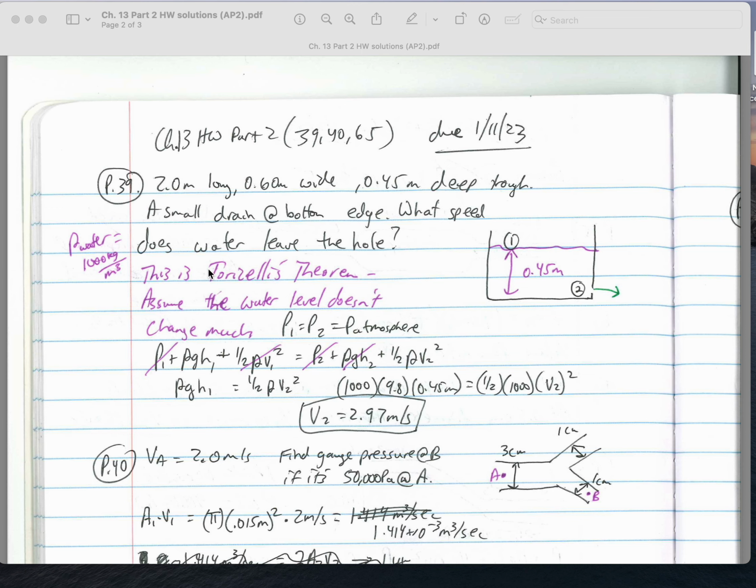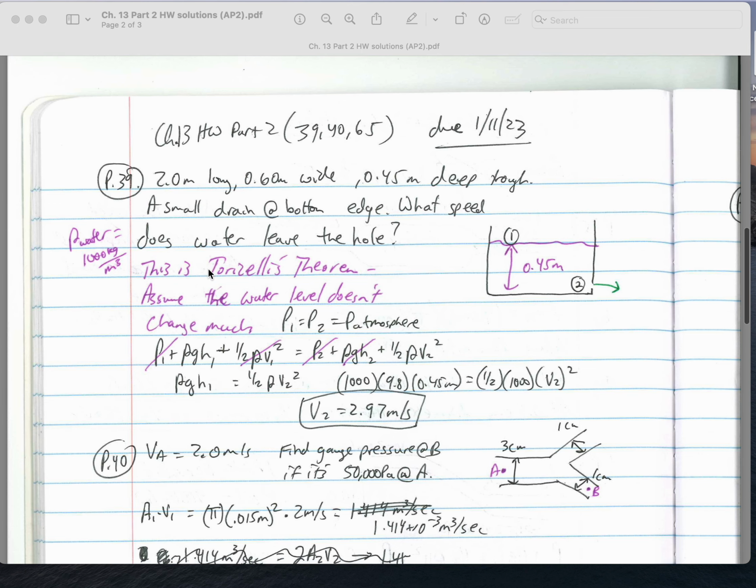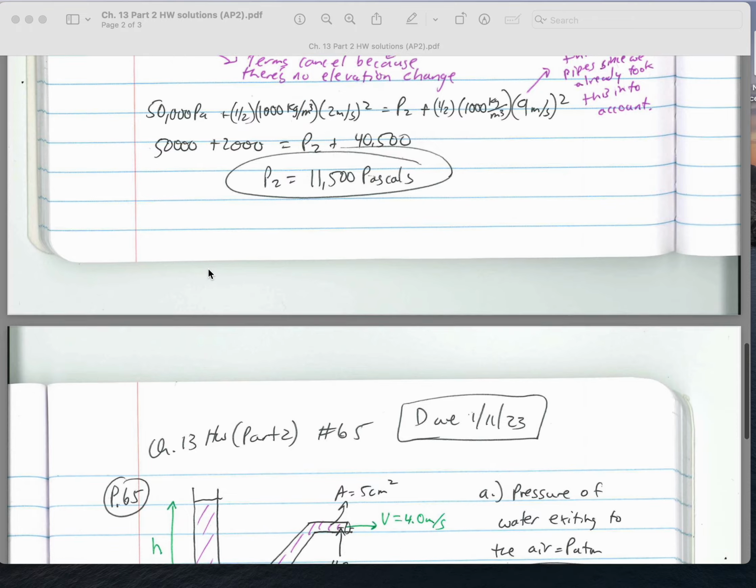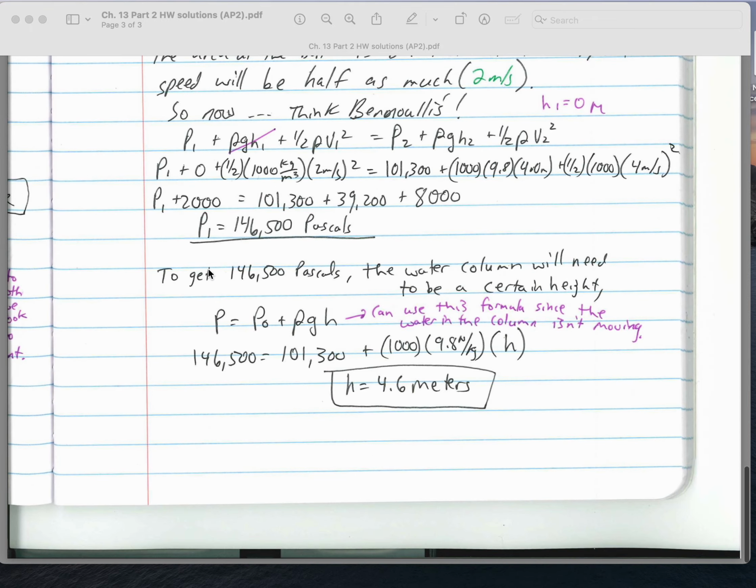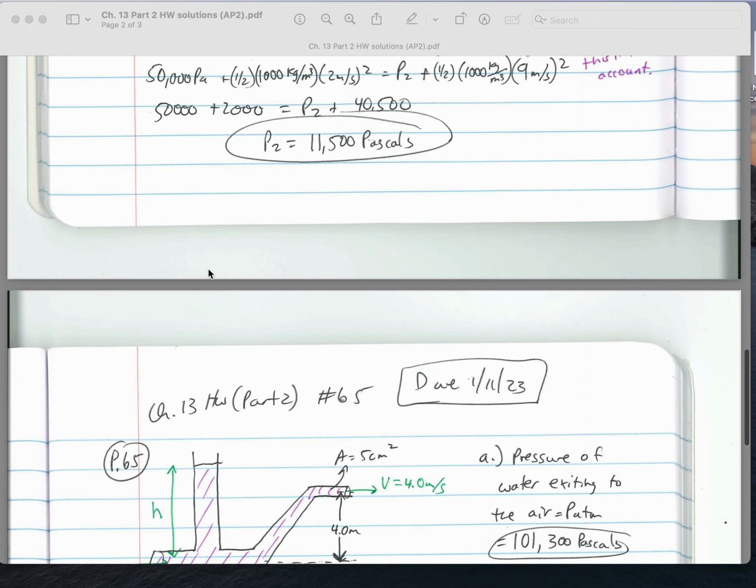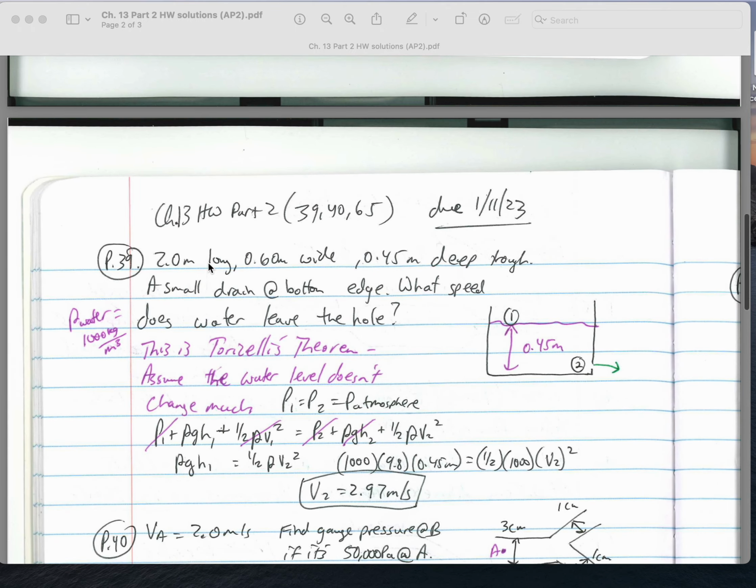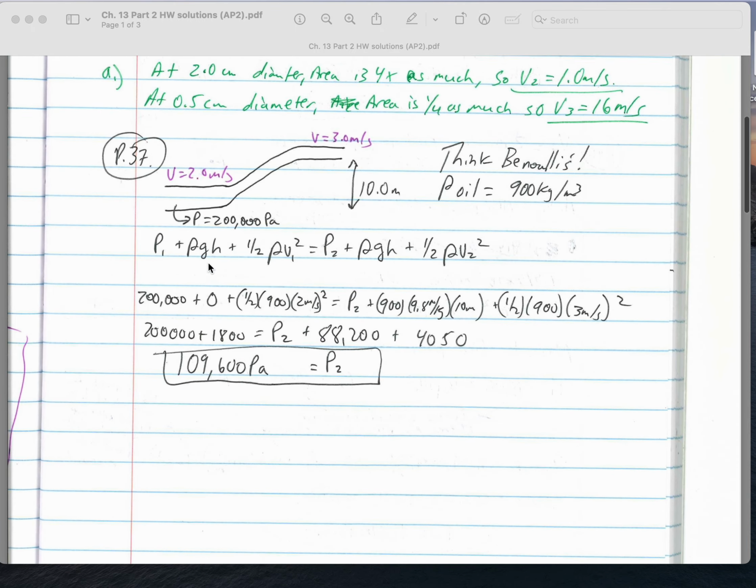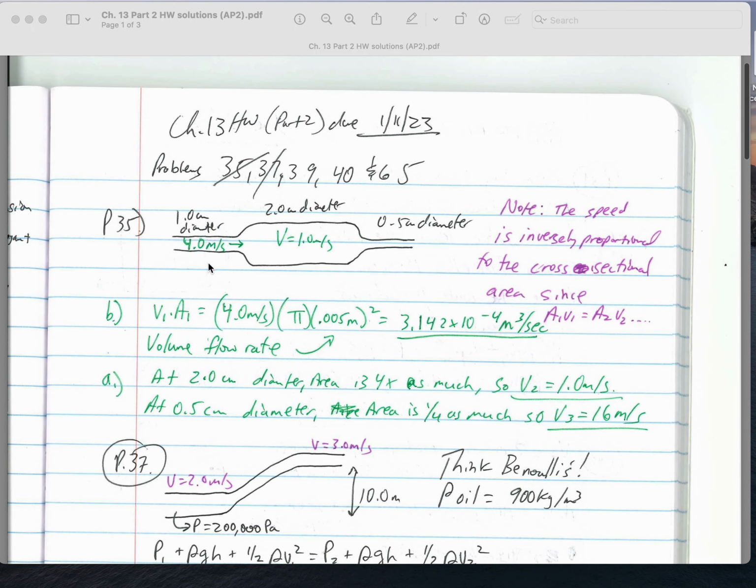The second part of the Chapter 13 homework deals with density and fluid flow. These in particular deal a little more with fluid flow. And so there's 1, 2, 3, 4, 5 problems with this.